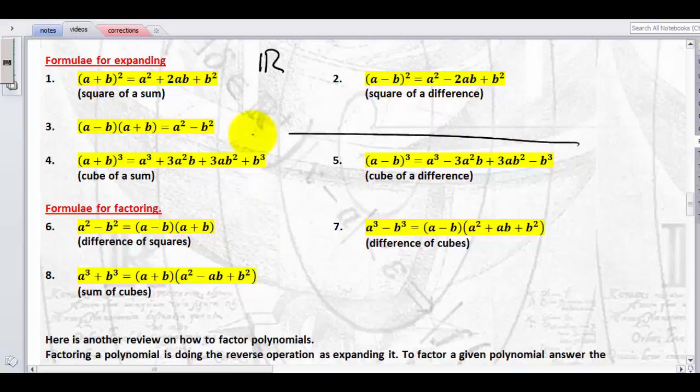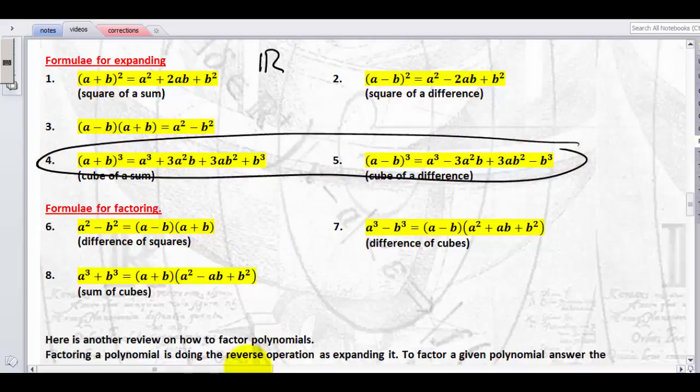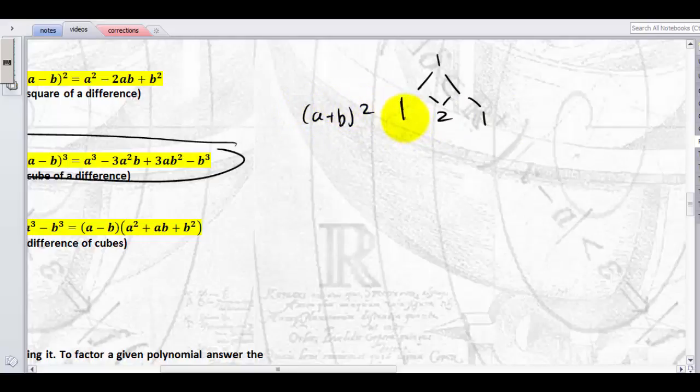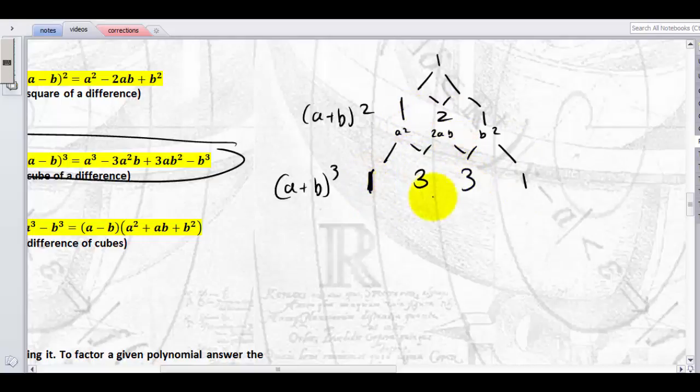Let me quickly talk about these right here. How do you remember them, especially the coefficients? This comes from the Pascal triangle. Now, I don't know if this was taught to you. These are the coefficients of the expansion of a plus b squared right here: a squared plus 2ab plus b squared. Now, what are the coefficients of a plus b cubed? Well, keep going on the side. You drop 1 right here, and then you add these two terms. 1 plus 2, 3. 2 plus 1, 3. And these are the coefficients of a plus b cubed.